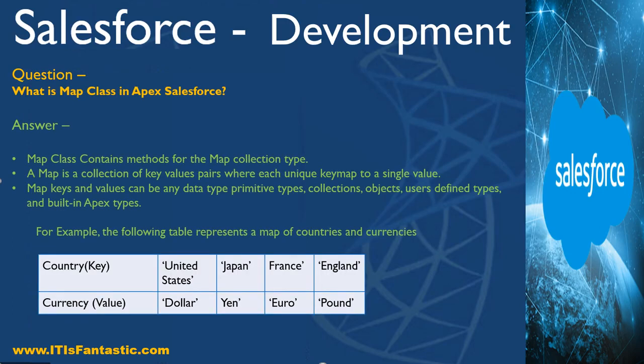What is the Map class in Apex Salesforce? The Map class contains methods for the map collection type. A map is a collection of key-value pairs where each unique key maps to a single value. Map keys and values can be any data type: primitive types, collections, objects, user-defined types, and built-in Apex types.